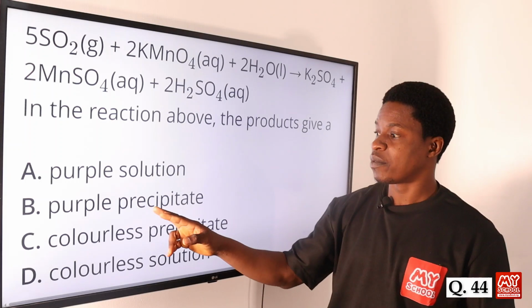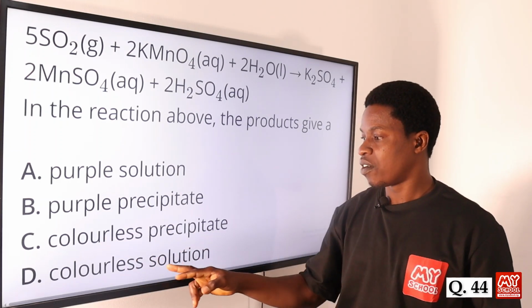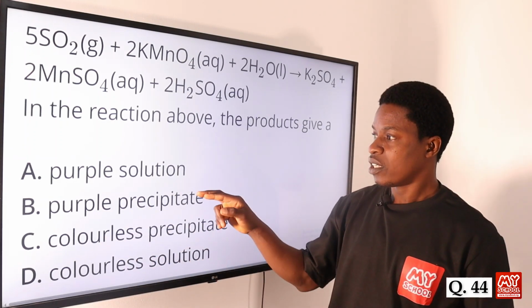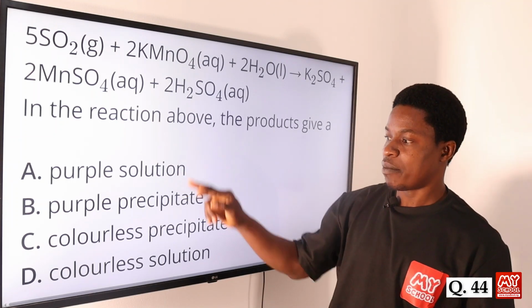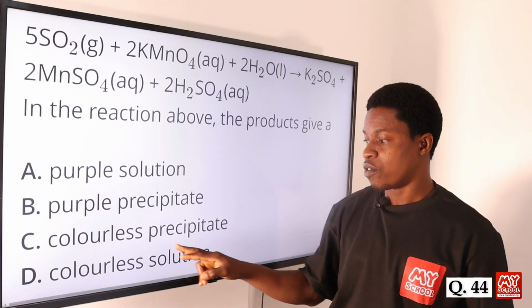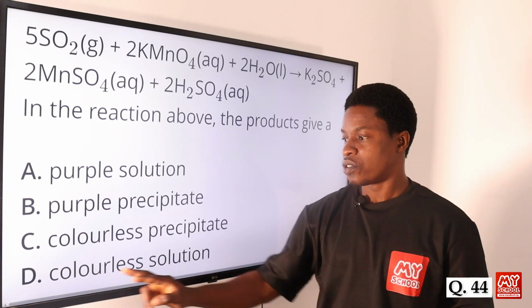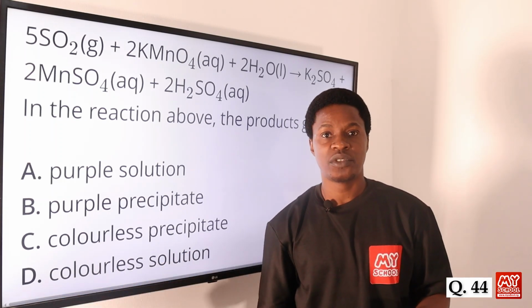So we have purple precipitate, colorless precipitate, colorless solution. It is not purple at all, so these two are eliminated. It's not going to form a precipitate, but it's going to be a solution, a colorless solution. So the correct answer is option D.